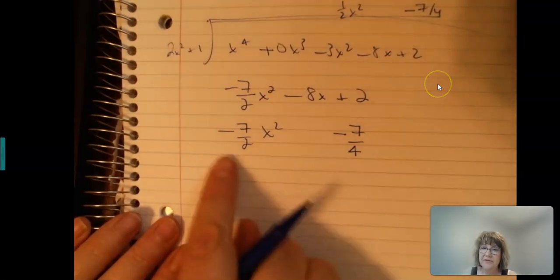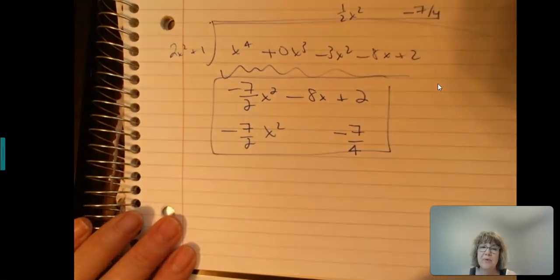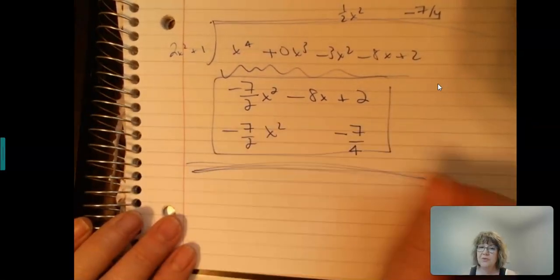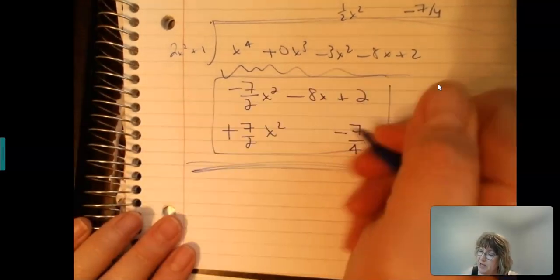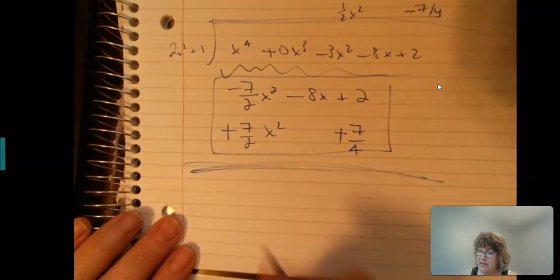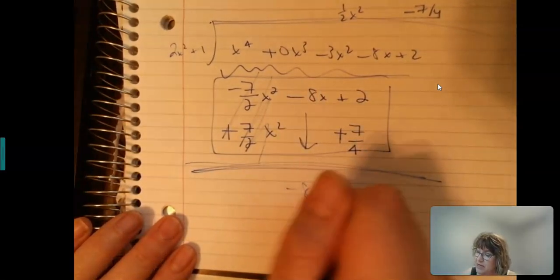Okay, we got cut off, so I just want to focus on where we were at when we got cut off. So here's where I'm at. Okay, so now we do the opposite. So this becomes positive, positive, because we're really subtracting. These should cancel. This has nowhere to go, so it's going to come down.